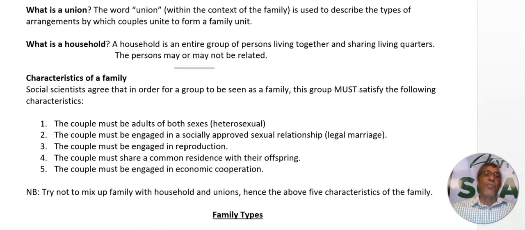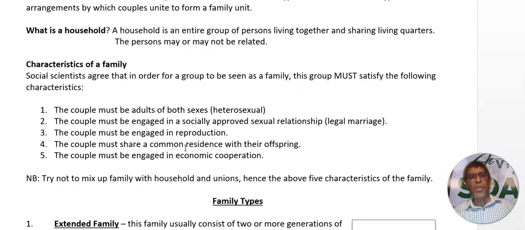So before we look at these, though, let's look at some characteristics of a family. I've placed before you 5 characteristics, but these are by no means the only characteristics that make up a family. As you read widely, and I hope that my students are reading, you'll come across others. But the 5 basic ones that we want to share with you today: first, within the family, the couple must be adults of both sexes. Remember, there are exceptions. We're talking in general terms.